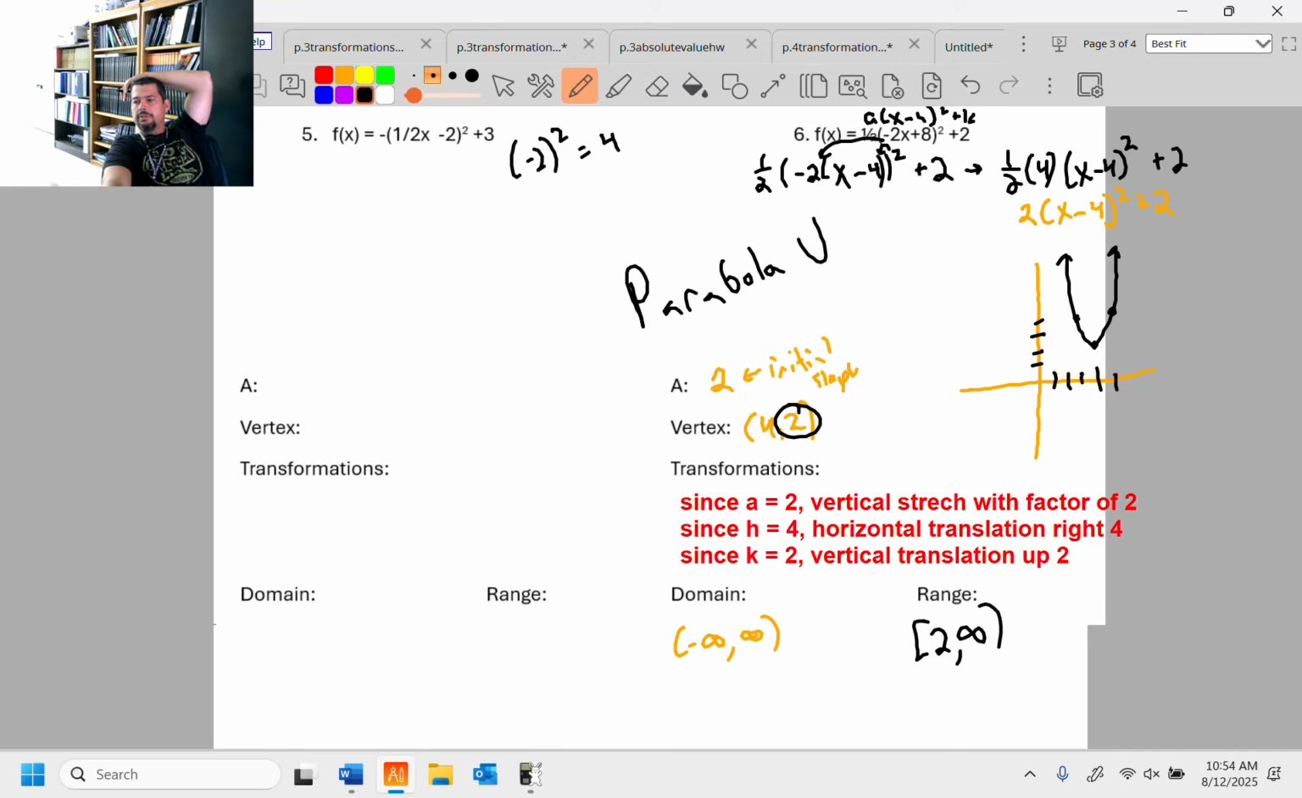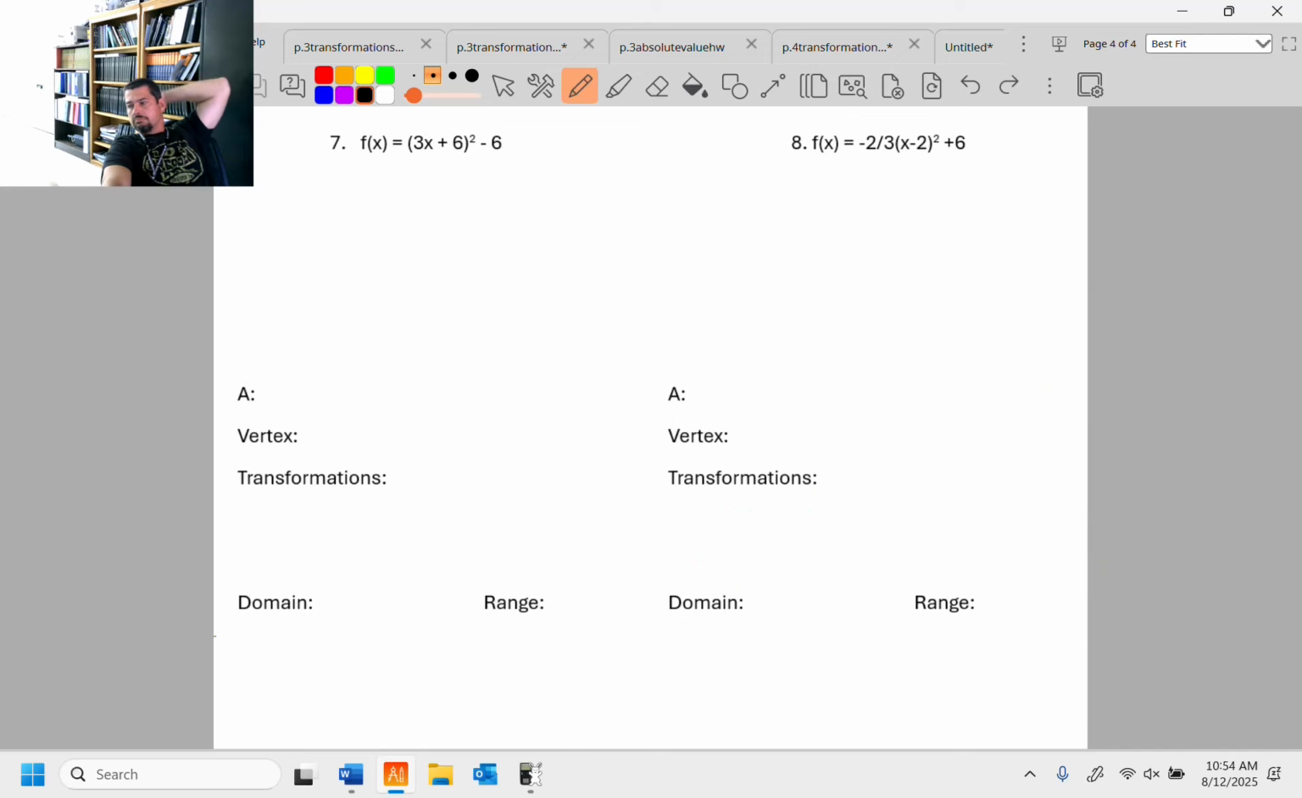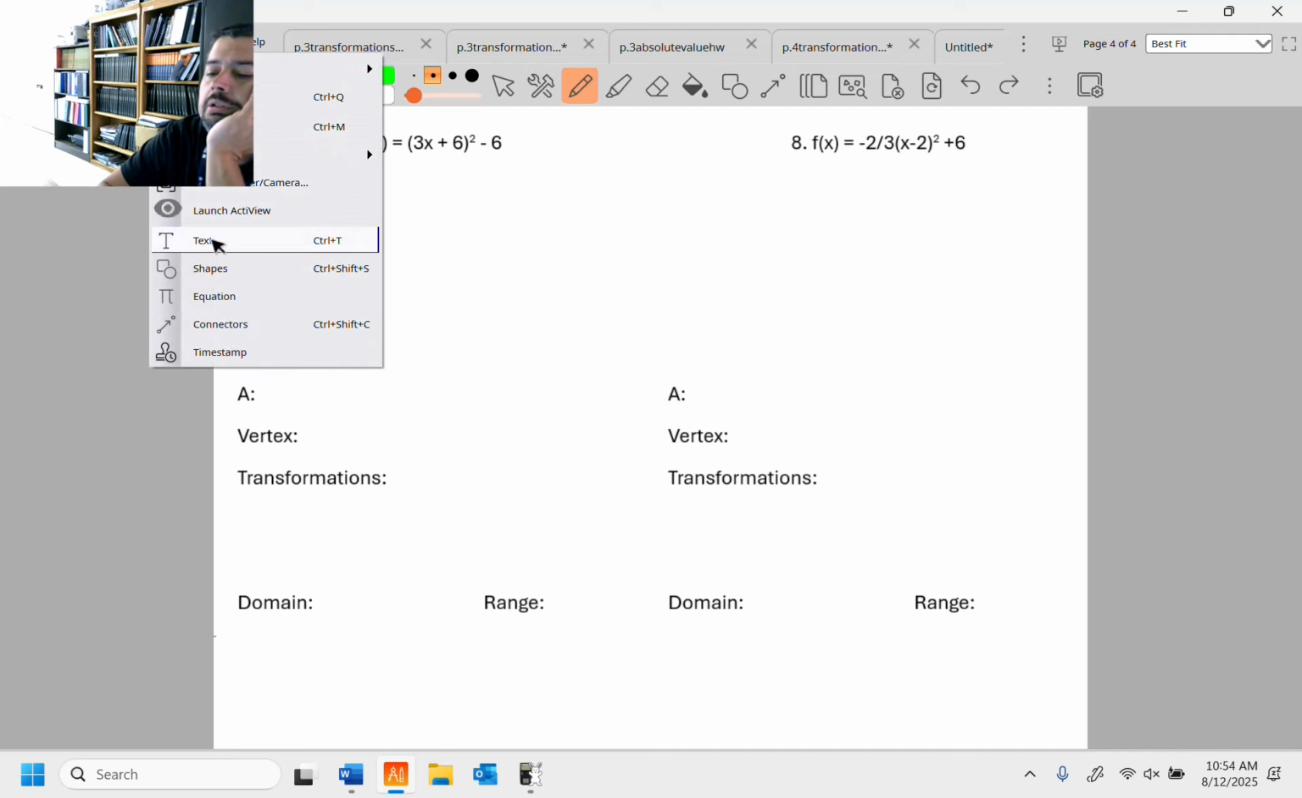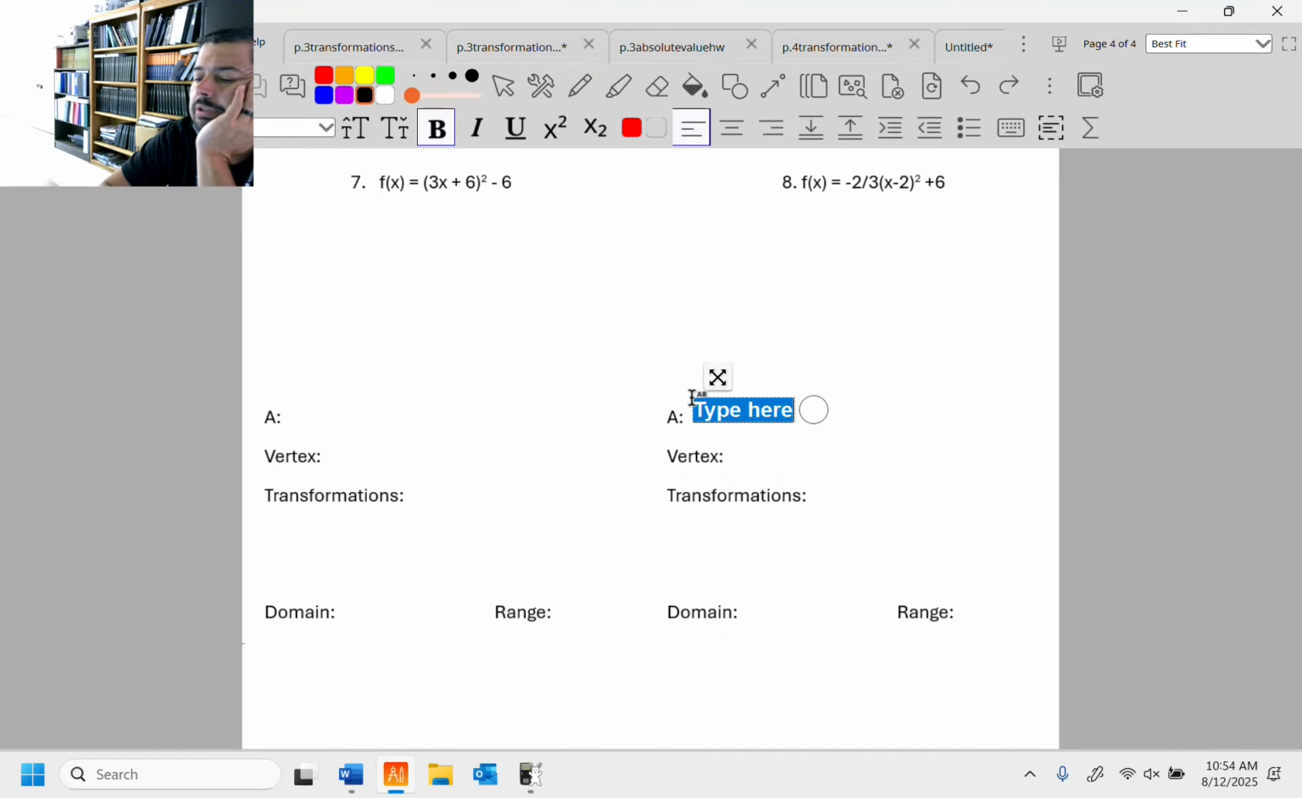And the last one I'm going to do, I feel like I want it to be number 8 because of 8's little issue right there, and that's a big deal. It really is. Alright, so let's identify some stuff here. A is negative 2/3. Now what does that mean?